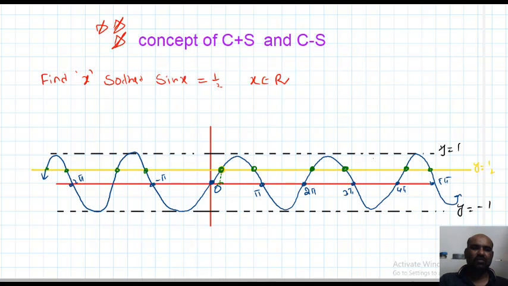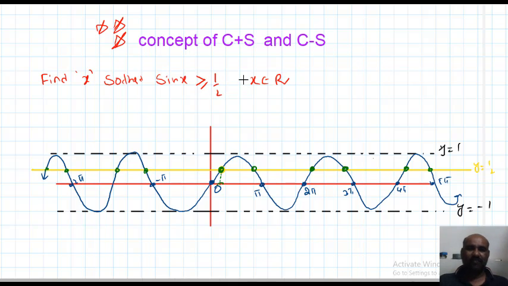One thing. I want to explain another type of problem. For example, another problem is given like this: find the values of x so that sin x is greater than or equal to half. In the previous problem, sin x equal to half, I explained how to find x values. Now the problem is sin x greater than or equal to half. How to find the solutions? I will explain now.